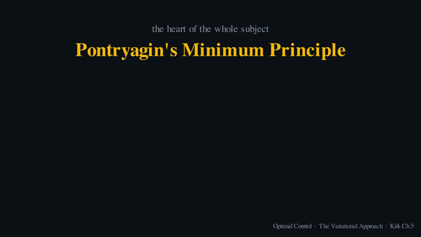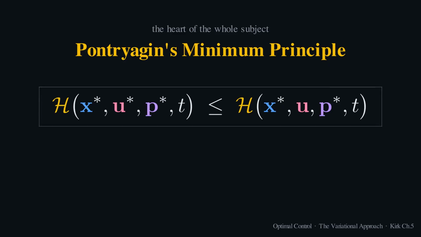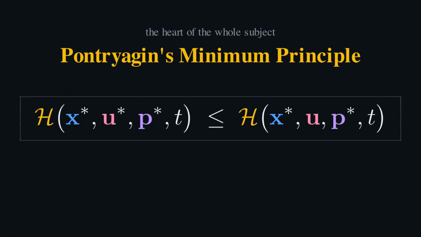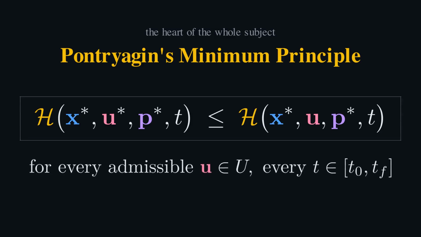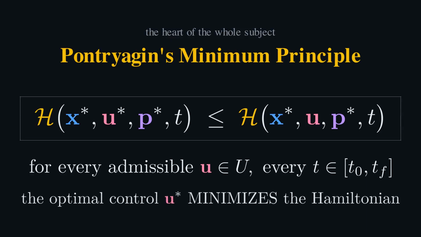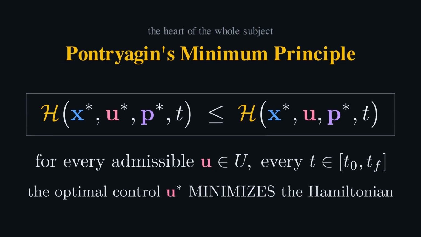Here it is, the heart of the whole subject: Pontryagin's minimum principle. It says the optimal control is the one that makes the Hamiltonian as small as it can possibly be. Written out: H evaluated at the optimal state, the optimal control, the optimal co-state, and time is less than or equal to H evaluated at that same state and co-state, but with any other admissible control you could have chosen instead. And this holds for every admissible control u in the allowed set, at every single instant between the start and the final time.